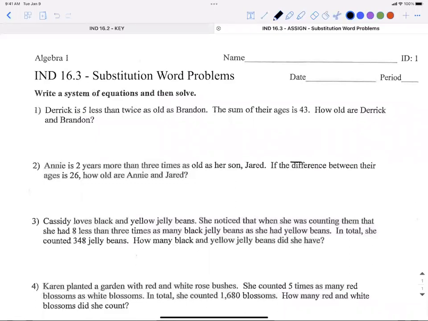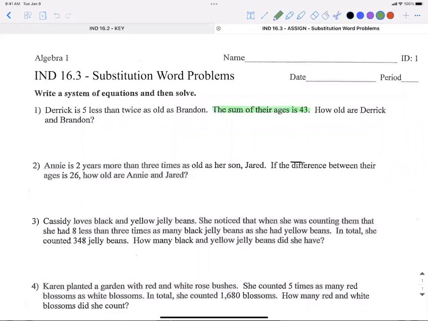So the first thing you need to do is, you know that since it's going to be a system of equations, you need at least 2 equations. So that means they're going to have to give you 2 sets of information to be able to set this up as a system of equations in order to solve for Derek's age and Brandon's age. The first thing we look at, it's really the easiest of the two, is that the sum of their ages is 43. That's really the easiest one to set up.